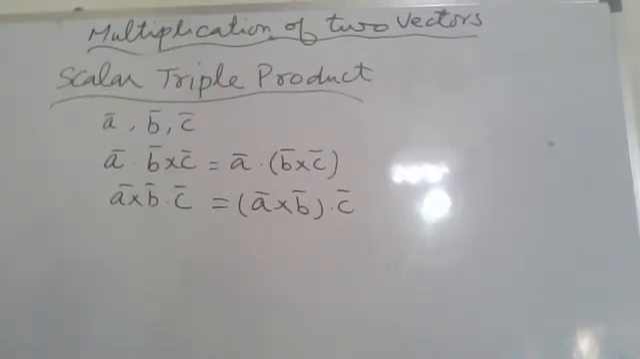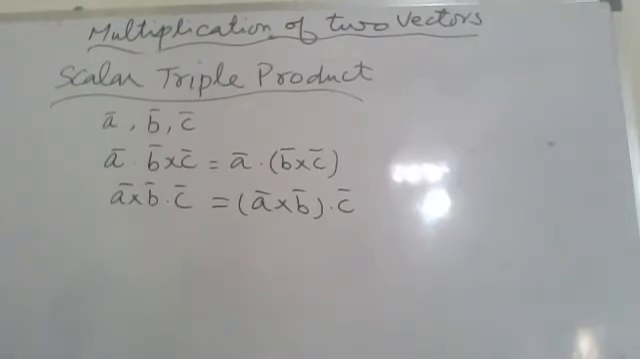For example, 2 dot A is meaningless, but 2A is meaningful. In the same way, 2 cross vector A is meaningless, but 2 into vector A is meaningful.